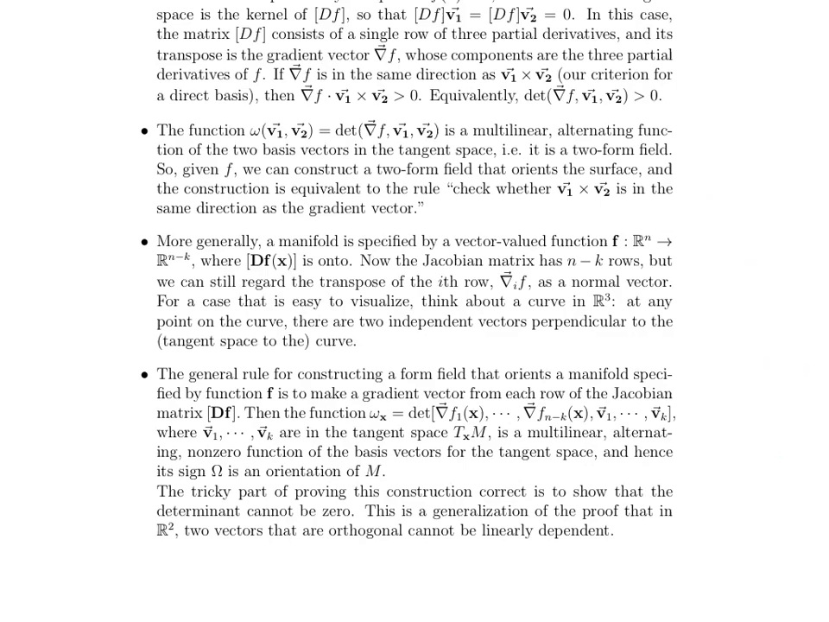Now, the tricky part of proving this construction is to show that the determinant can't be 0, and this is a generalization of the proof that in R^2, two vectors that are orthogonal cannot be linearly dependent. We'll go through this in great detail, not just being given forms and saying whether a form orients a manifold, but actually figuring out how to find these particular form fields that are going to orient a manifold as well. And you'll be doing tons of examples as well as going through the proof of why this works.